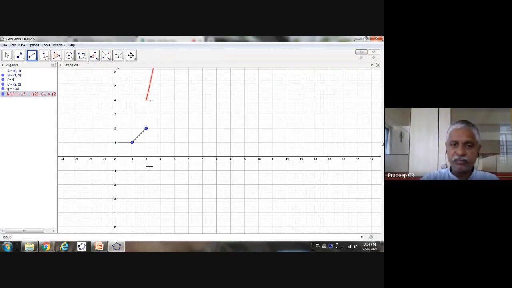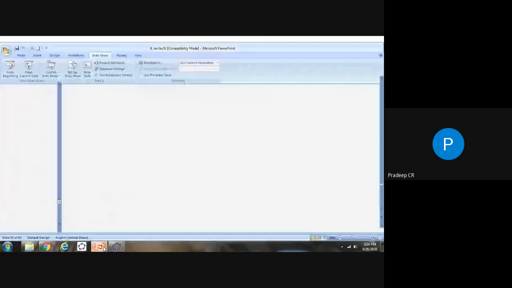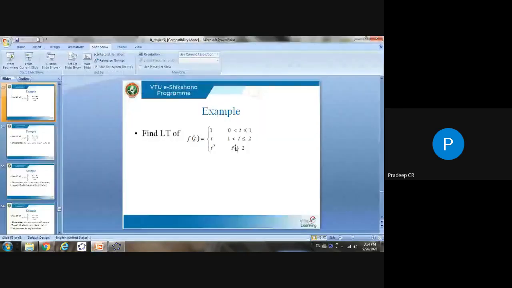No problem. So let us try to. This function is correct. See, this function is 1 between 0 and 1, t between 1 and 2, and t square beyond 2. So clearly, this is not a continuous function because you see at t equal to 2, the left hand limit is 2 and the right hand limit is 4. That's correct. So no problem. What I have drawn is correct.